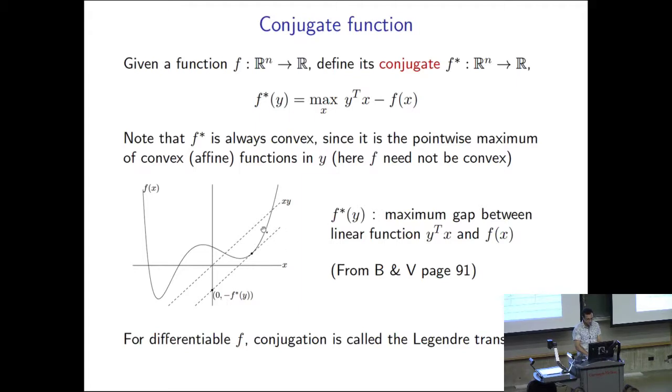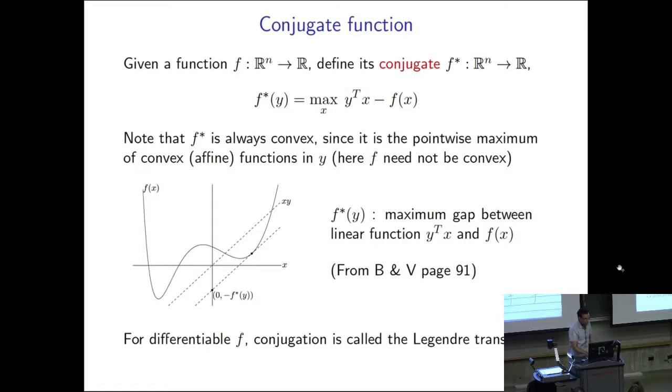Here's a picture that I grabbed from Boyd and Vandenberghe. For a particular y, which in 1D, y transpose x is just y times x, we can think of y as a slope, or a generalized slope in higher dimensions. This is just the biggest gap between the linear function that passes through 0 with slope y and f of x. Here, this is going to be the conjugate value. It's the biggest we can make the difference between x times y and f of x.